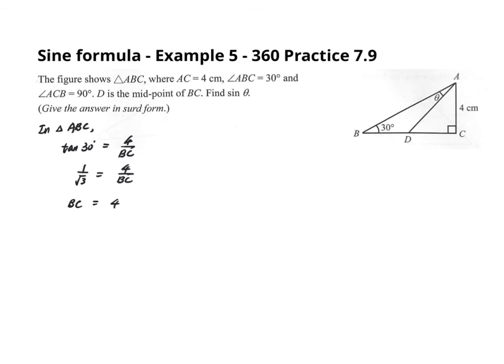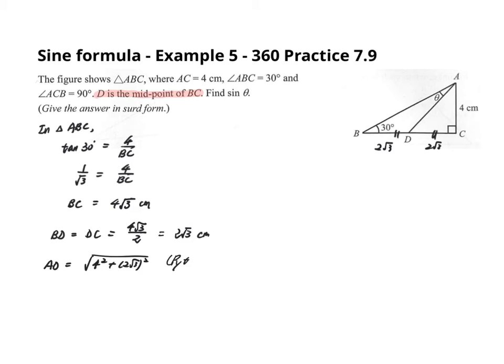So BC is equal to 4 square root 3. Because D is the midpoint of BC, BD is equal to DC, which is 4 square root 3 divided by 2, equal to 2 square root 3. In triangle ACD, AD is the square root of 4 squared plus (2 square root 3) squared, by Pythagoras theorem. So AD is square root 28, which is 2 square root 7 cm.